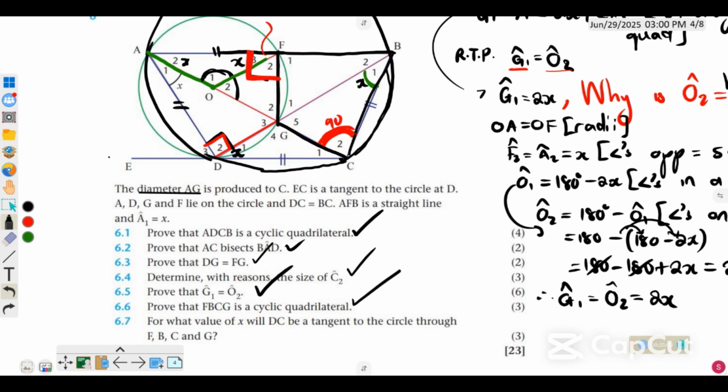For what value of x will DC be a tangent to the circle? Let's see, where's DC? Will it be a tangent to the circle through F, B, C, and G? Where's F, B, C, and G? For what value of x will DC be a tangent? I'm not sure if I get this. Wait, let me check. For what value of x will this be a tangent? What does this mean?